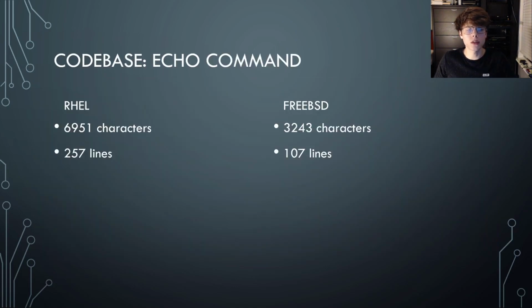Another important thing to look at between Linux and FreeBSD is the echo command. They're both free and open source software, but when it comes to opening that software and looking at the source code, you're going to see a big difference. Red Hat uses the GNU coreutils echo command, which is 257 lines of code with about 7,000 characters, whereas FreeBSD is about 3,300 characters and 107 lines.